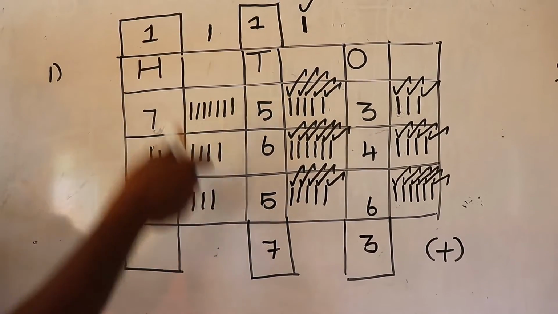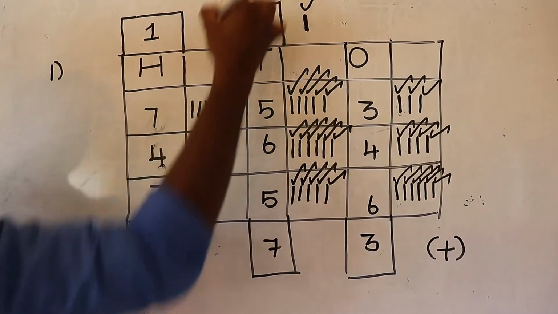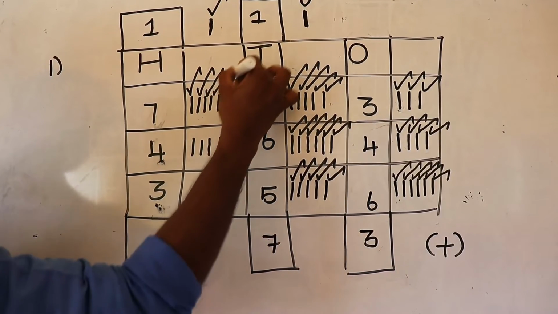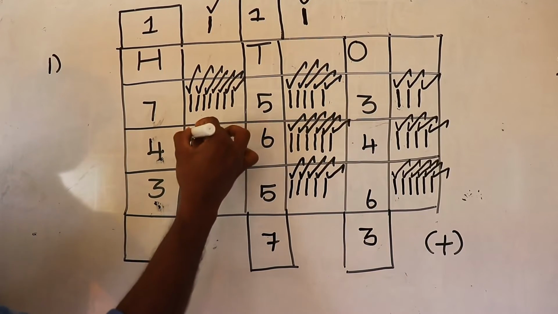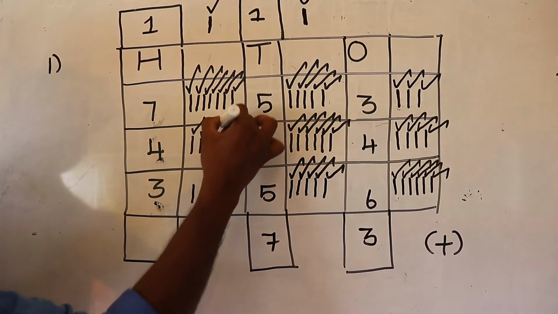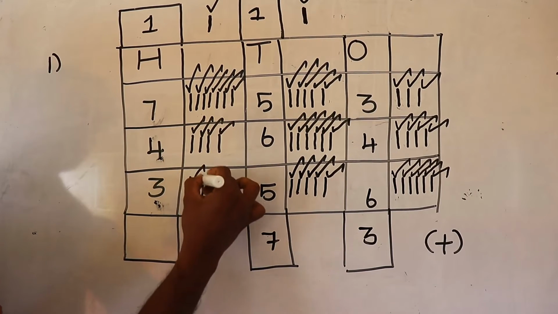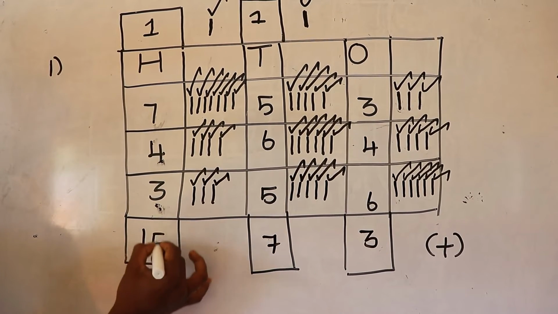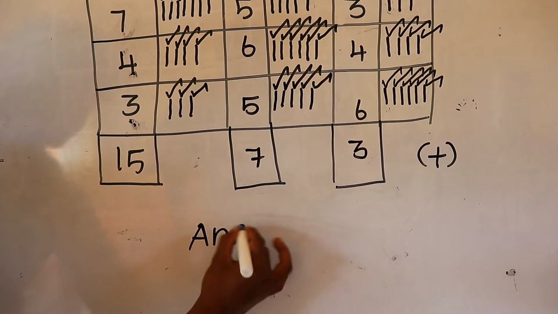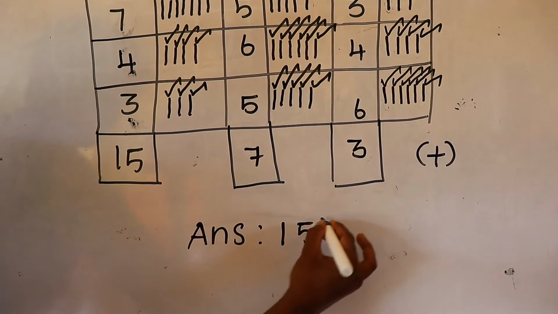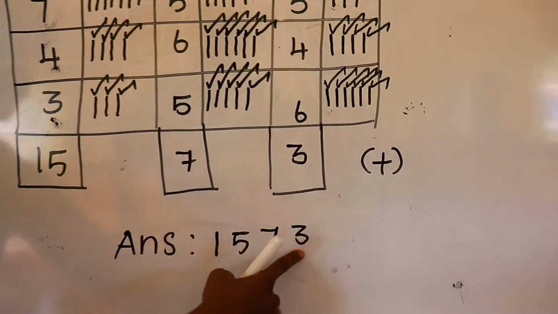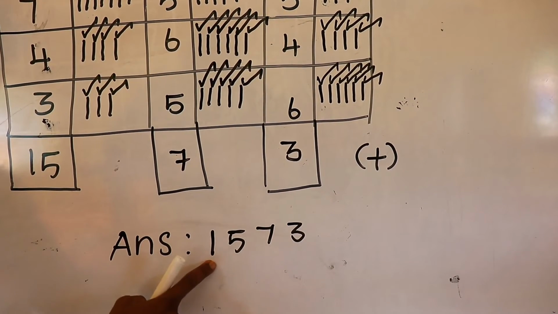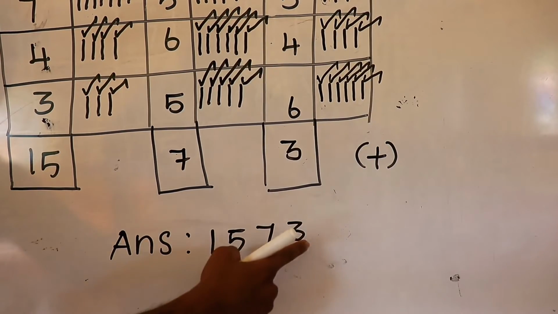So now add these full lines. 1, 2, 3, up to 15. So the answer is 15. The answer is 1, 5, 7, 3: ones, tens, hundreds, thousands. So 1573.